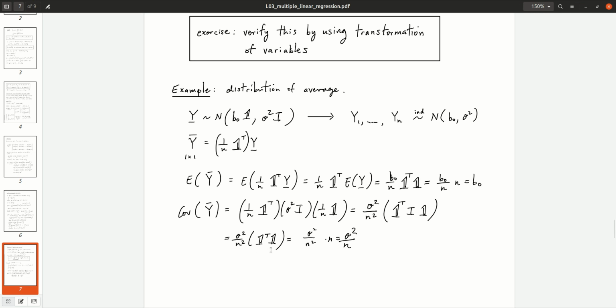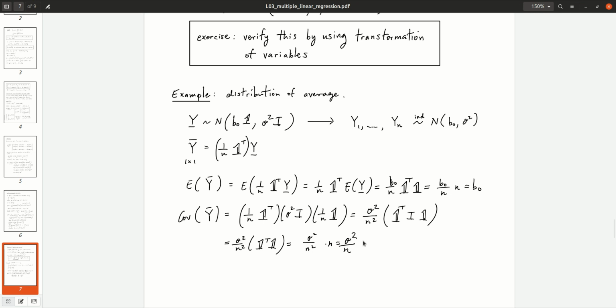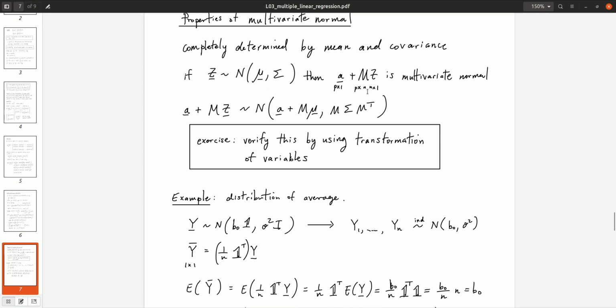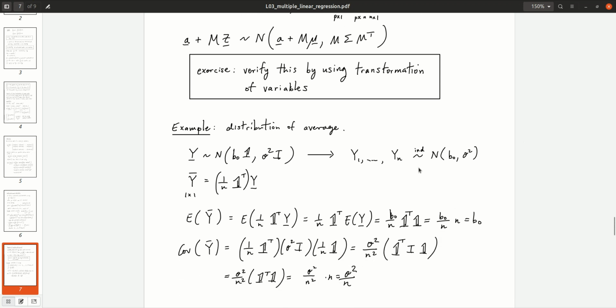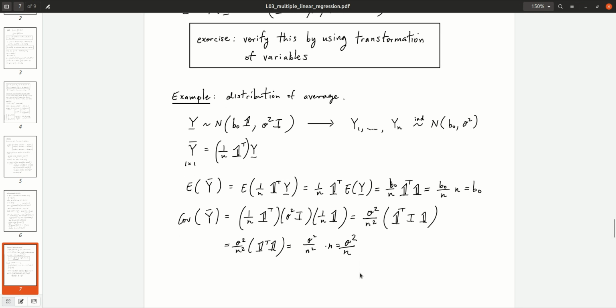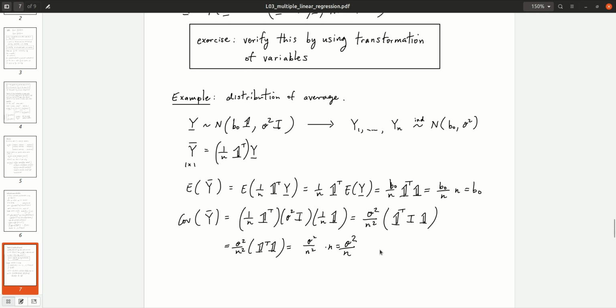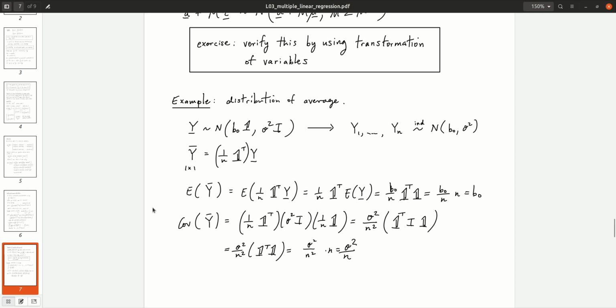And again, 1 transpose 1 is just the scalar n. So we get sigma squared over n squared times n, which is sigma squared over n. So we've just used these formulas to verify that the sample average of a bunch of normals is normal, and its expected value is B0, and its variance is sigma squared over n. So we just derived the familiar formula for the mean and variance of a sample average using these multivariate normal matrix transformation formulas.